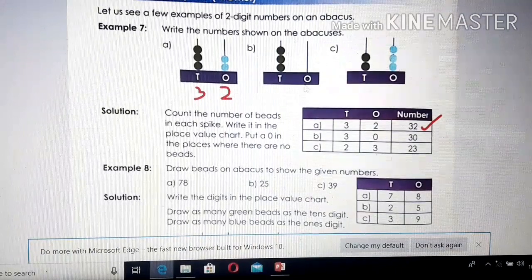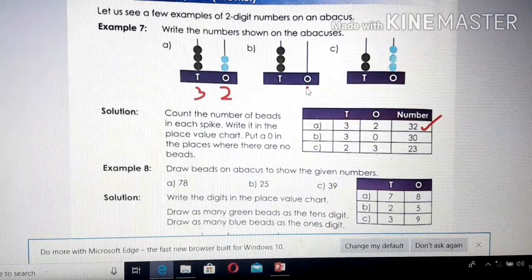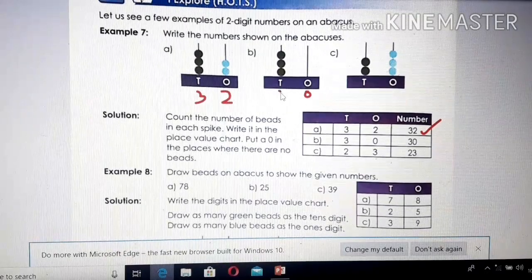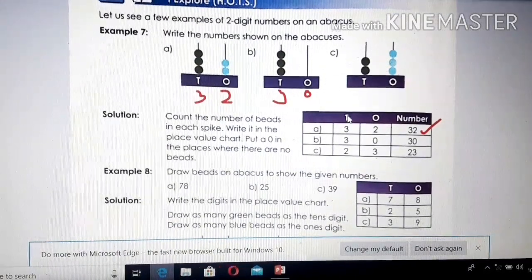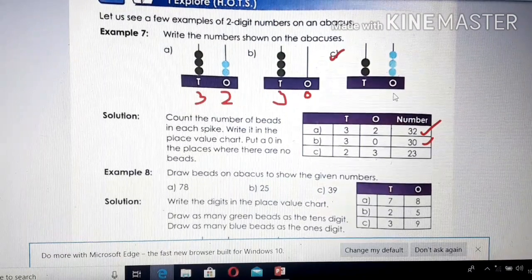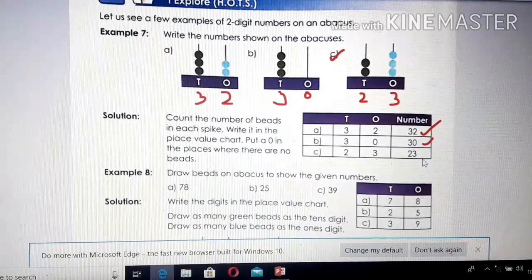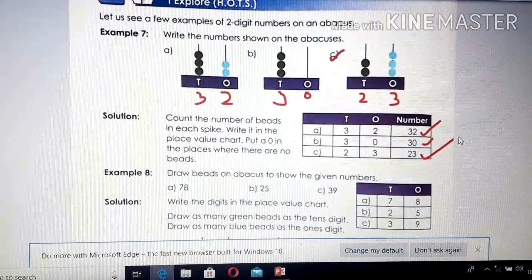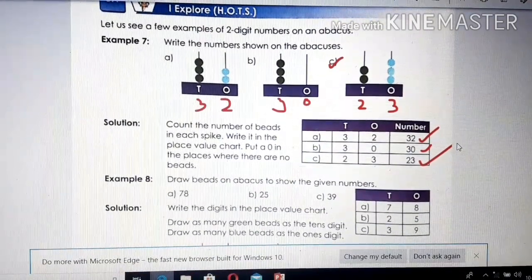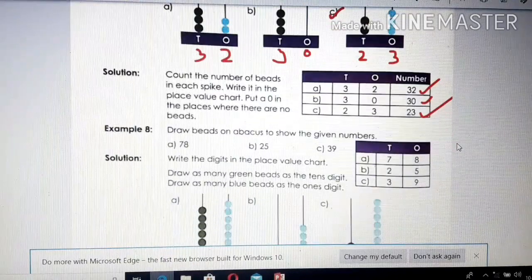Again, number B. In ones place, how many? Is there any beads? No. So it means there are 0 beads. Okay. And in tens place, how many beads are there? 3. So you get the number 30. Clear? In number C, in ones place, you see how many are there? 3. And in tens place, 2. So you get the number 23. This is how we count the numbers in beads on the abacus. Okay.